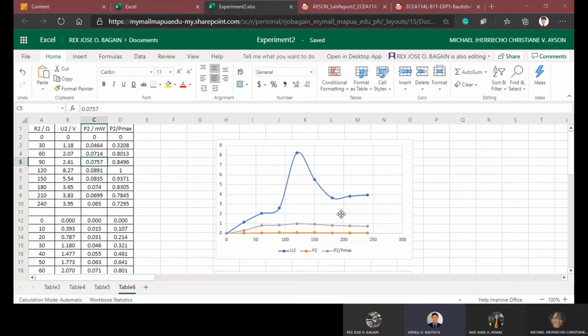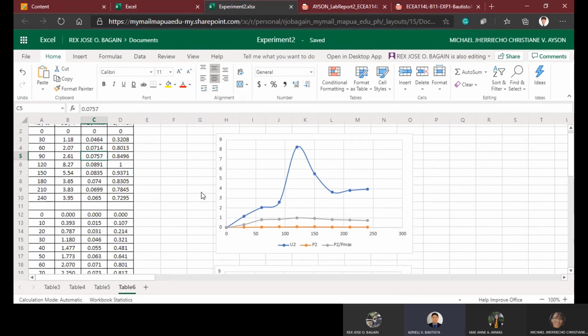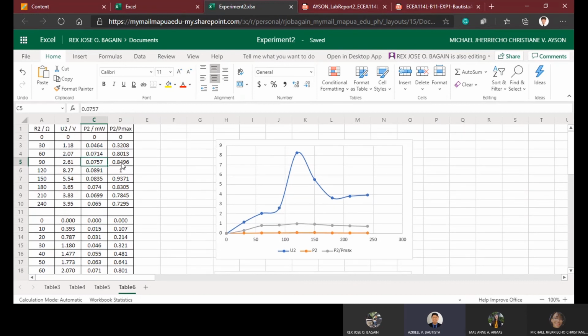The fourth and last part of the experiment is about the power transmission with the coaxial cables. We have observed the transmitted power as a function of the line termination Z2. According to Table 6, the line power is maximum at 120 ohms, since the ratio between P2 and Pmax is equal to 1 at this resistance. Also, the voltage U2 is at maximum value at 120 ohms. This resistance may also be the characteristic impedance of the line, hence maximum power transfer occurs.